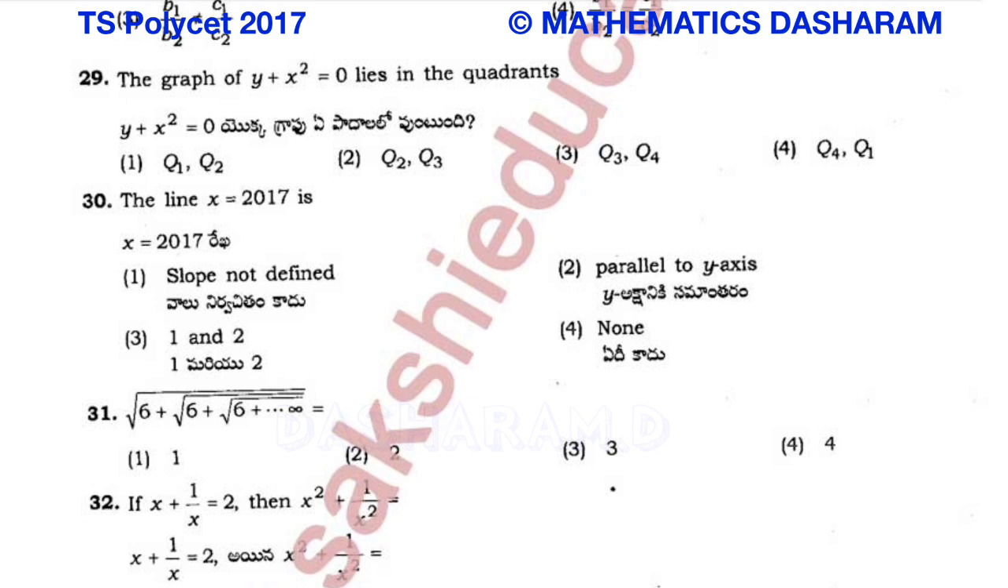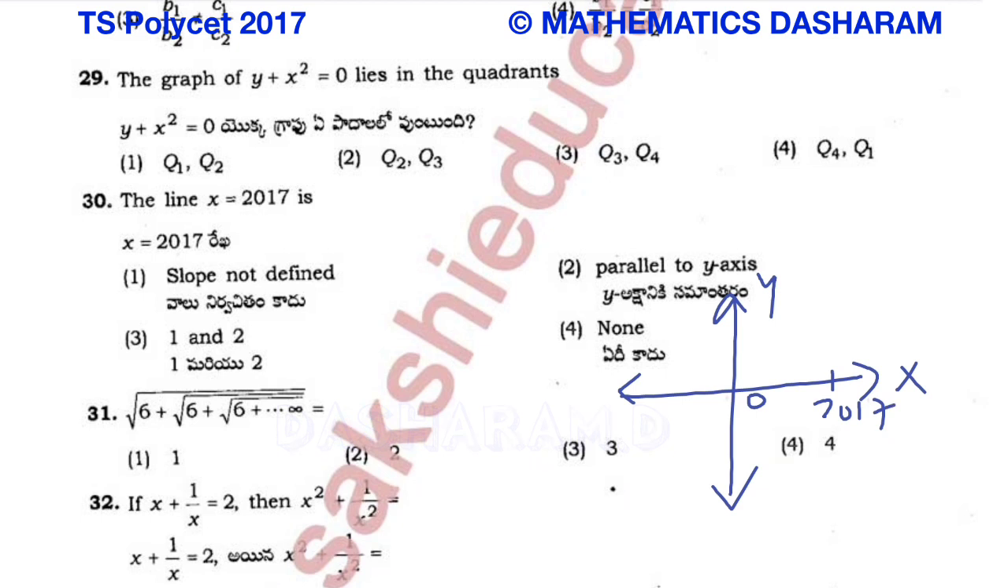Next, question number 30: the line x equal to 2017 is. So here is the x-axis, next the y-axis. So x value 2017, imagine here is 2017. x value 2017 means this is a straight line, so it is parallel to y-axis. So option 2, and its slope is undefined. When the line is parallel to y-axis, its slope is not defined. So remember this point. So 1 and 2 both are correct, so option 3 is the correct answer.